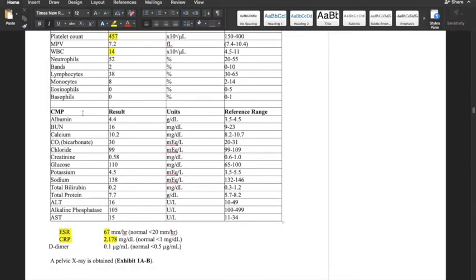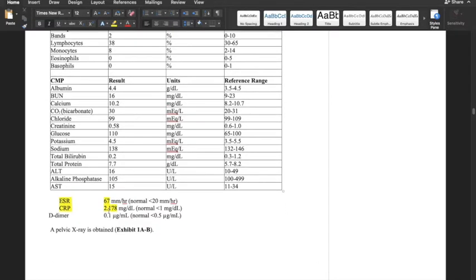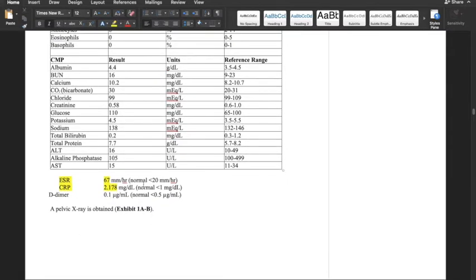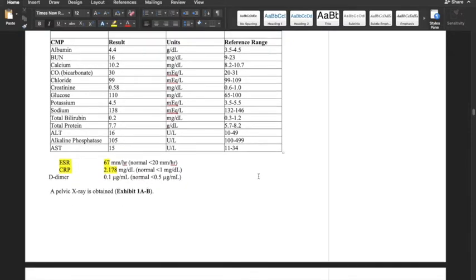Moving on to the electrolytes, the CMP is mostly within normal limits. The ESR is elevated at 67. The CRP is elevated at 2, both suggesting an inflammatory condition going on, but really non-specific. D-dimer was normal.